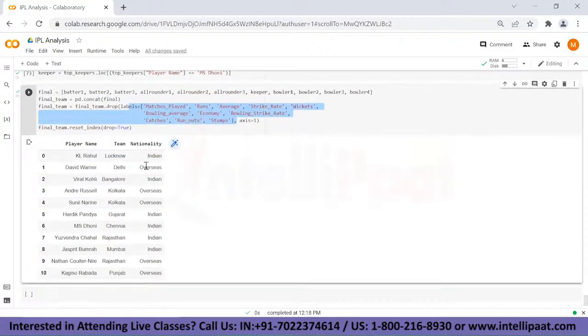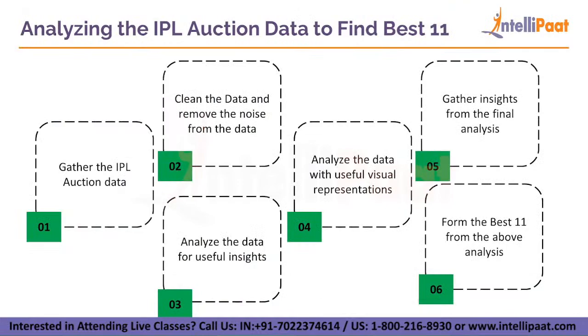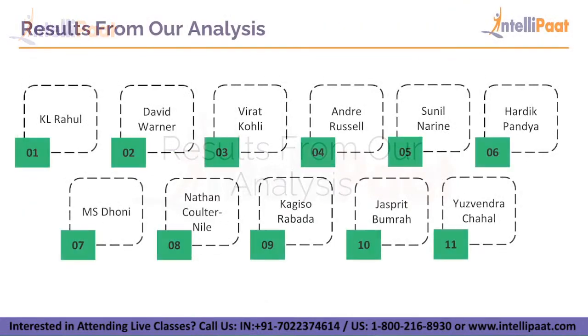Now we just need the team that they are playing for and the nationality, because we have to decide how many overseas players can play in that team. So coming back to our presentation, guys, results from our analysis show that these are the final 11 according to the parameters that we used in our analysis. That stands a good chance.